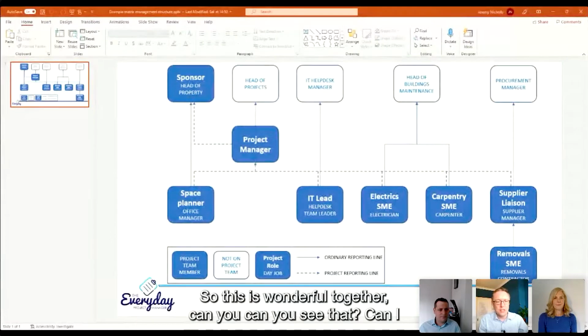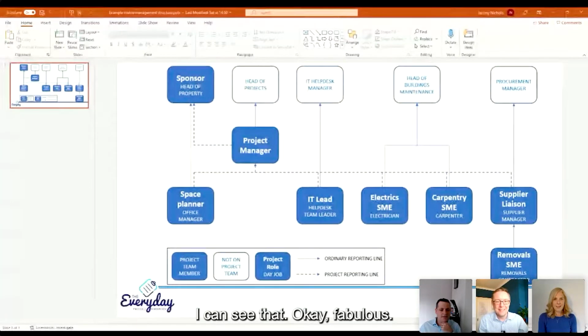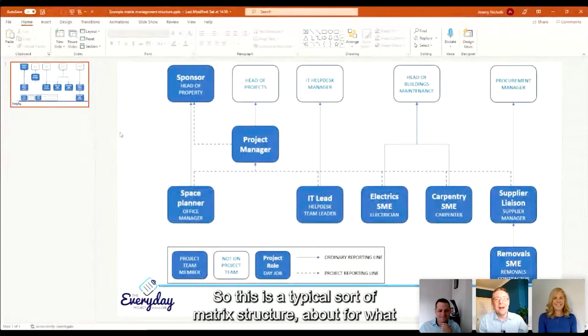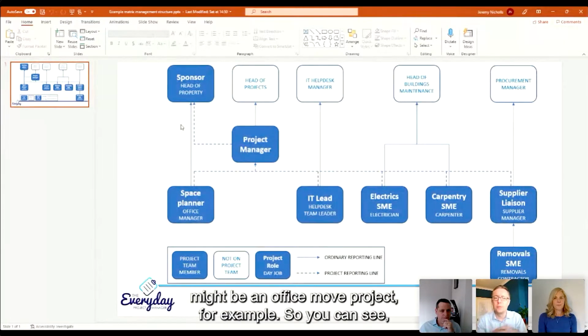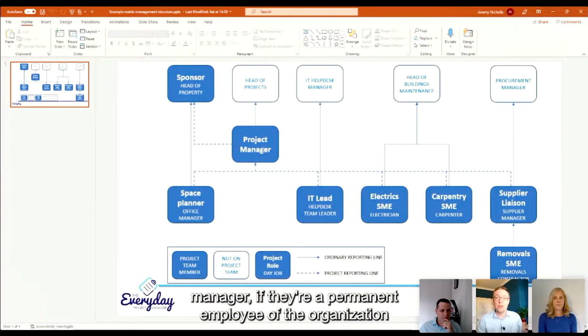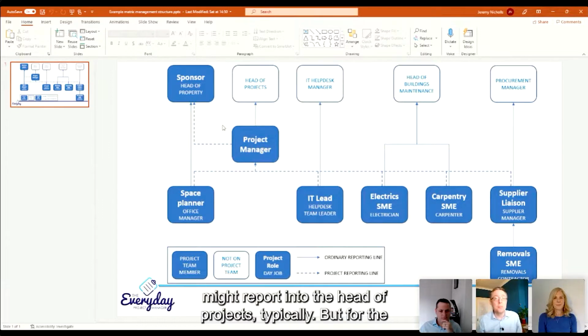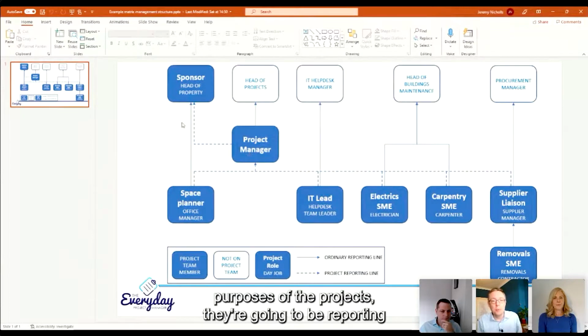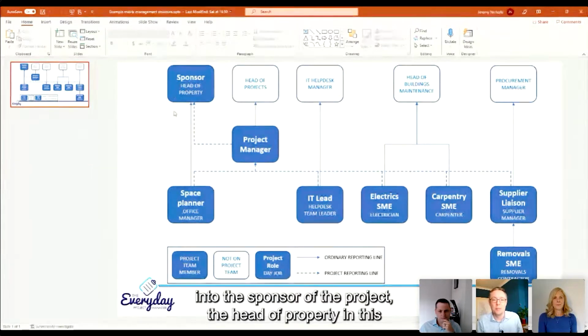I've got a slide I can share on this, just to give you an idea of what I mean. This is one I pulled together. Can you see that? Okay, fabulous. This is a typical matrix structure for what might be an office move project, for example. You've got the project manager in there. If they're a permanent employee of the organization, they might report into the head of projects typically. But for the purposes of the project, they're going to be reporting into the sponsor of the project, the head of property in this case.